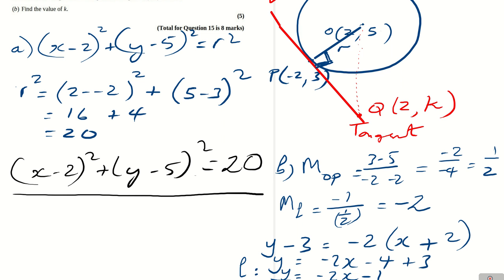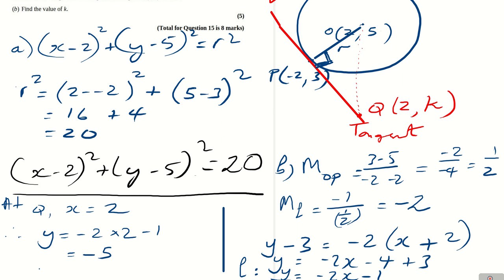What we can do now is say that at Q, x = 2, therefore y = −2 × 2 − 1, which is −4 − 1, which is −5. Therefore k = −5, and we've done it.